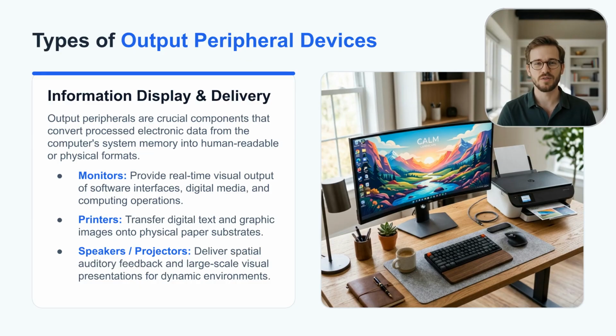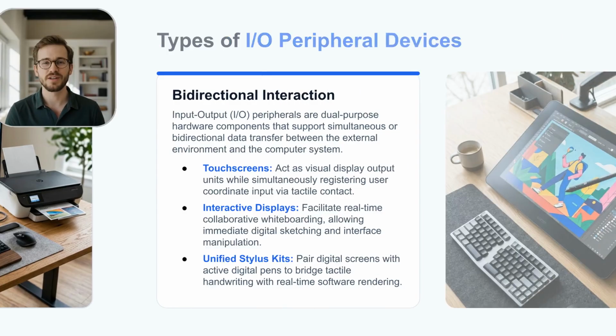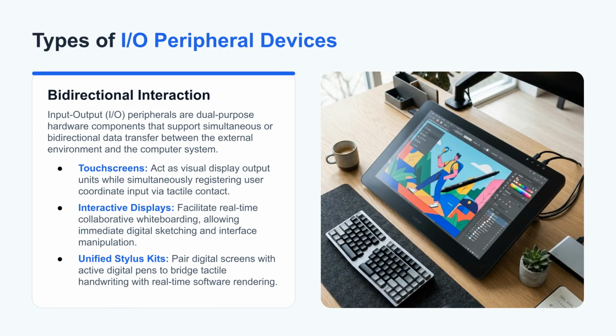translate raster images or vector commands onto physical paper using ink or toner. Audio speakers and visual projectors convert digital data streams into acoustic waves or large-scale visual projections. These devices operate strictly in an outward direction, consuming processed system data to generate visual, acoustic, or physical feedback for the user. In modern computing, many peripherals combine input and output functions into a single bidirectional unit.